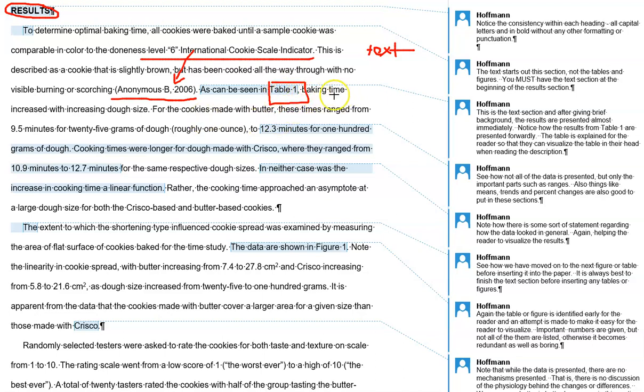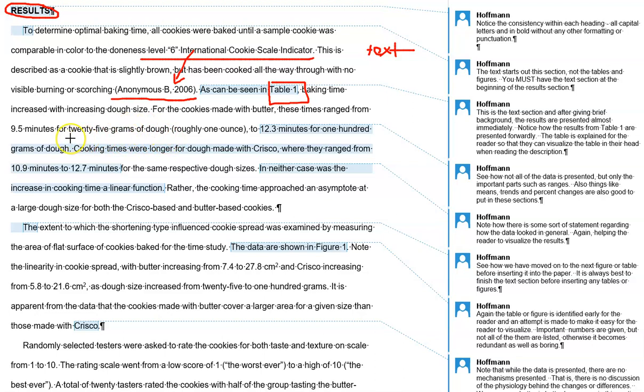All right, and it basically says that the results in general said that baking time increased as we increased dough size. And then based on that information, we give specific results. Right, so we talk about a range. It went from 9.5 to a little over 12 minutes.